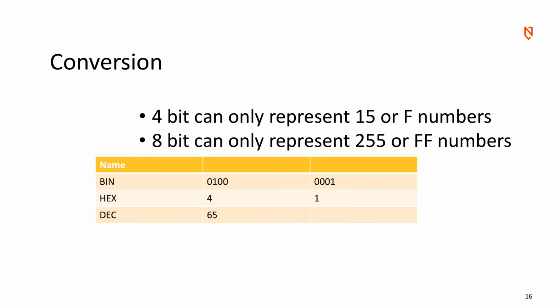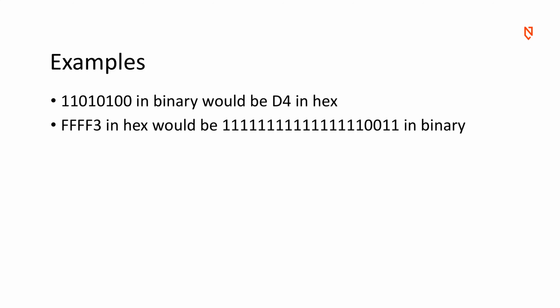This is much easier to write numbers as hex than to write them as binary numbers. For example, 11010100 in binary is just D4 in hex, and FFF3 in hex would be a series of ones followed by a series of zeros and ones in binary, as you can see there. Hexadecimal is useful as a mediator between human brains and binary code.